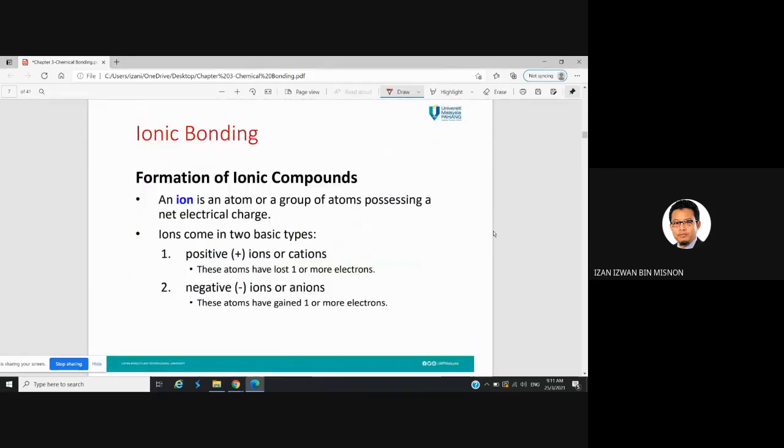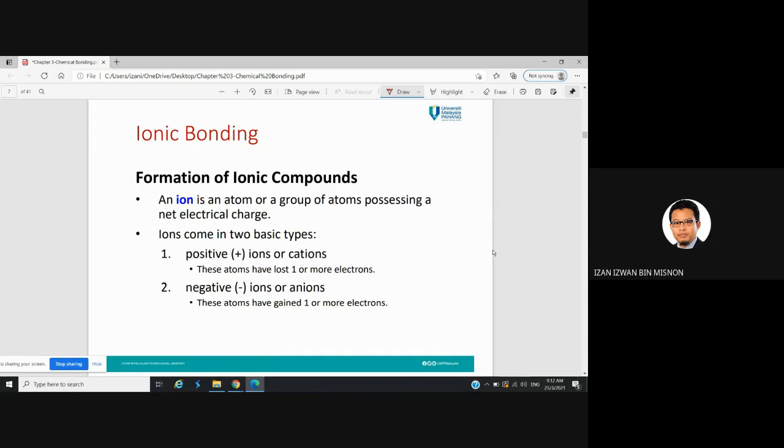Okay, on ionic bonding, how it is formed. In this bonding, an ion is an atom or group of atoms possessing a net electrical charge. We already discussed it previously. The ion can come in two basic types. The first one is positive ion or cation.